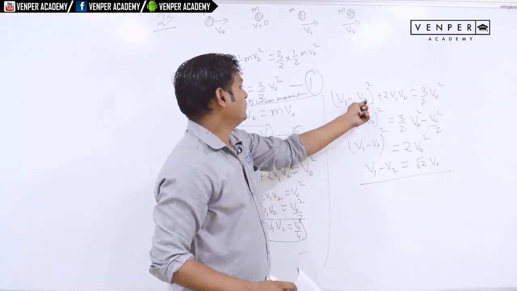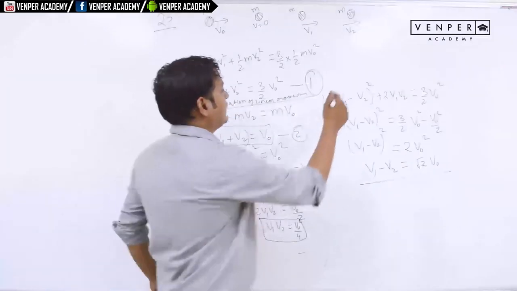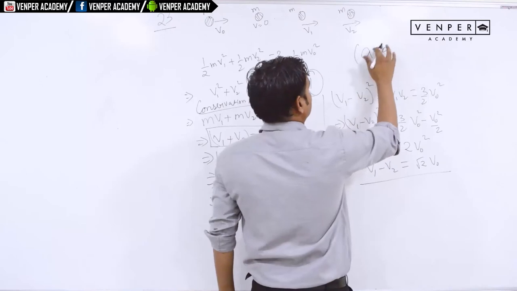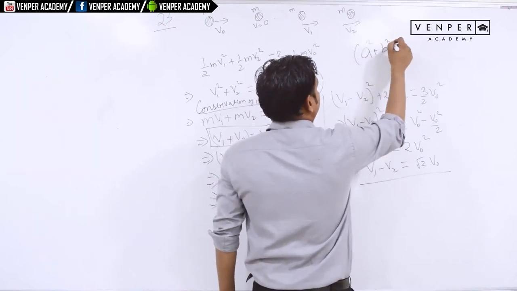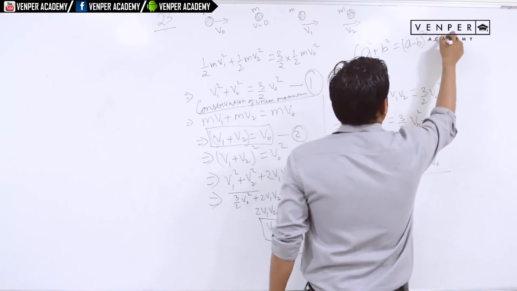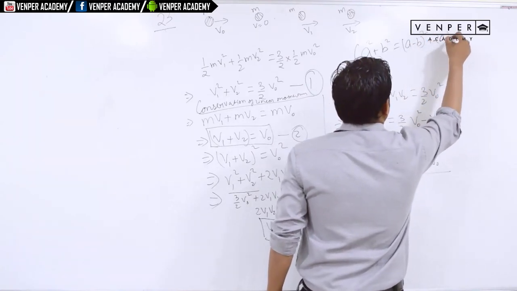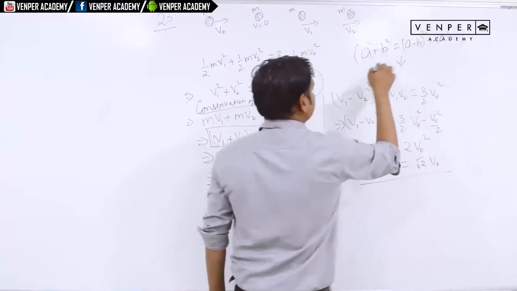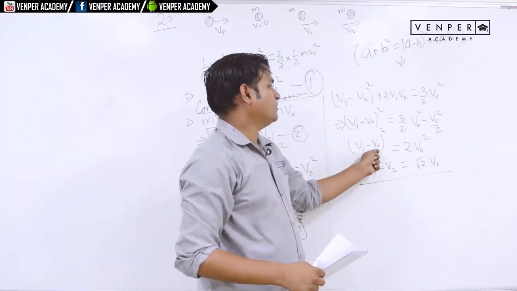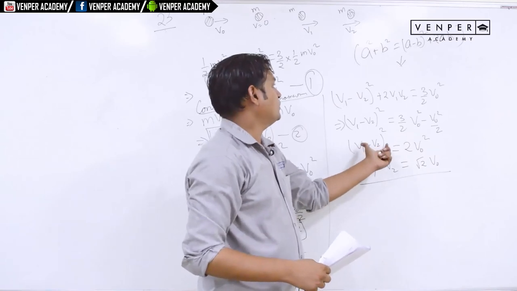From now what I can do, we know that a minus b, because we have to calculate this one, so a square plus b square can be written as (a minus b) whole square plus 2ab. So I just use this identity to calculate the value of (v1 minus v2) whole square.